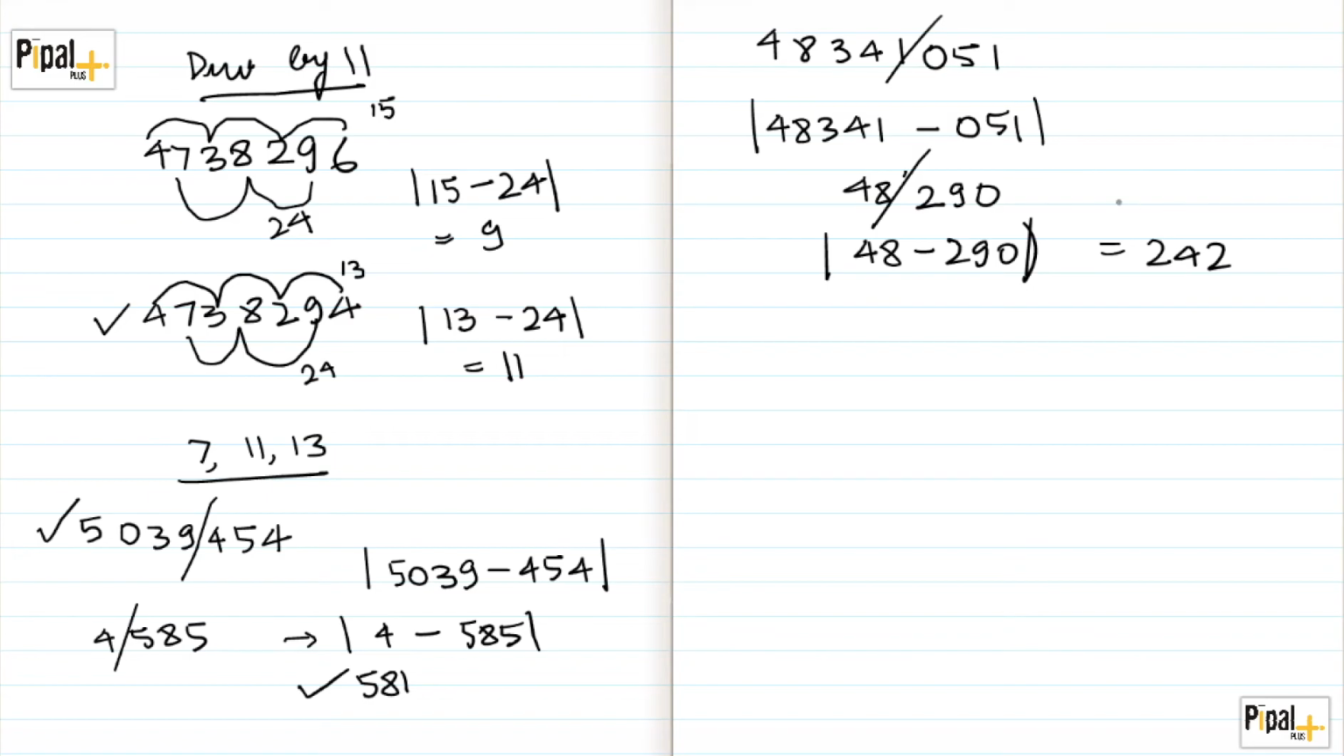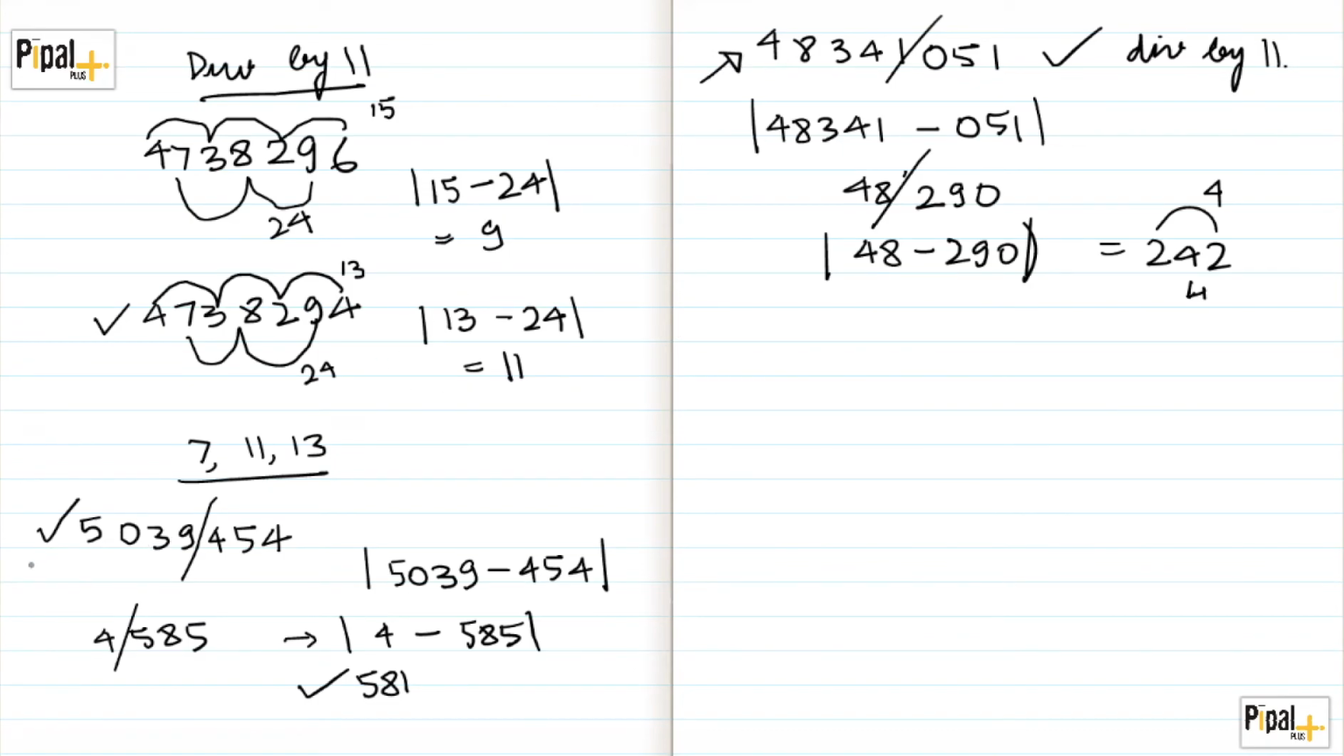Now 242, very quickly I can check. 2 and 2 is 4, and 4. So 4 minus 4, I get a 0. So this number is divisible by 11. So this whole thing is also divisible by 11. And the same thing I will do for 13.